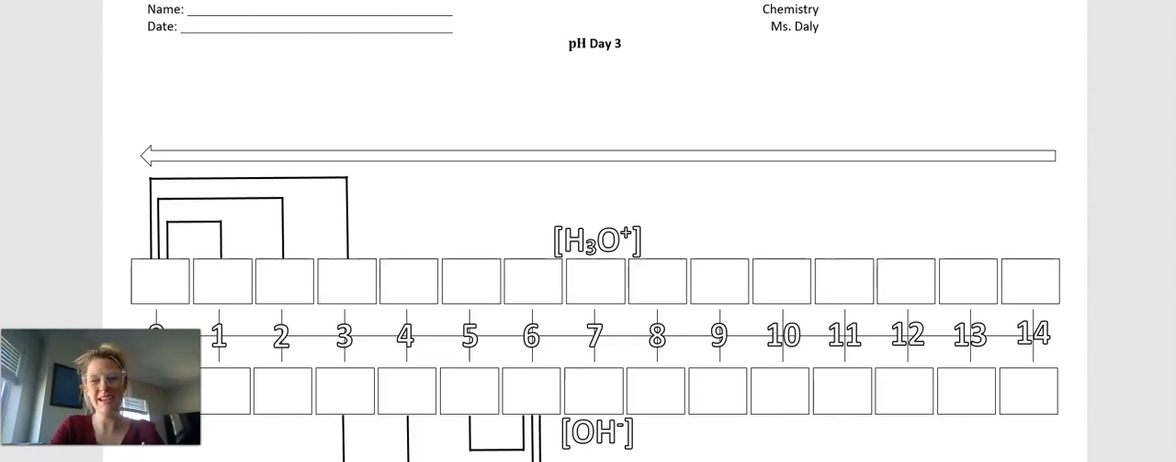Today we're going to be focusing on talking a little bit more about the pH scale and what that really means in terms of both hydronium and hydroxide ions. So let's go ahead and dig right in.